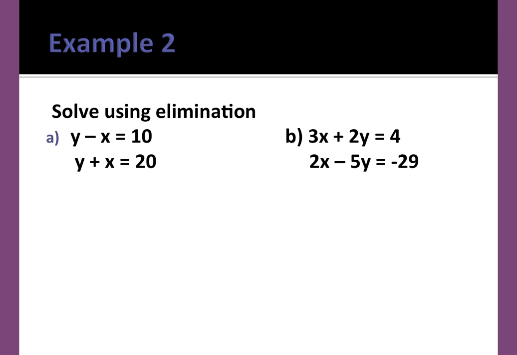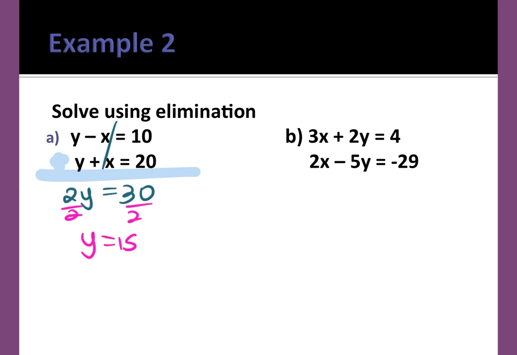So if you look at A, does the x have to come first? No, they just have to be aligned. So I don't have to switch these, right? If I add, does a variable cancel out? Yep, so I'm just going to add it. So I get 2y, the x's cancel equals 30, and then divide both sides by 2, and y is 15. Take that 15, plug it back in either place. So if I plug it back in the bottom, I get 15 plus x equals 20, and x equals 5.